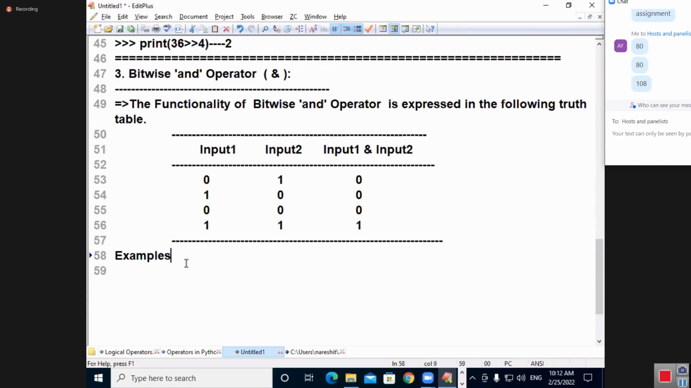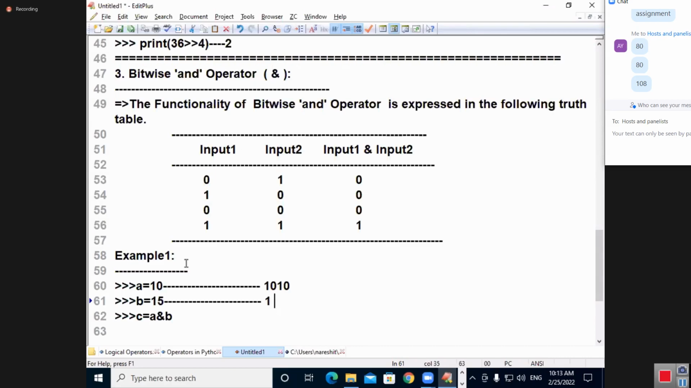Example 1, I will give the example number 1, where I will use it. A is equal to 10, B is equal to 15. Now see, students, C is equal to what? A ampersand B. Tell me now, this is going to be like this: 1 0 1 0. B is going to contain what value here? 1 1 1 1 1.